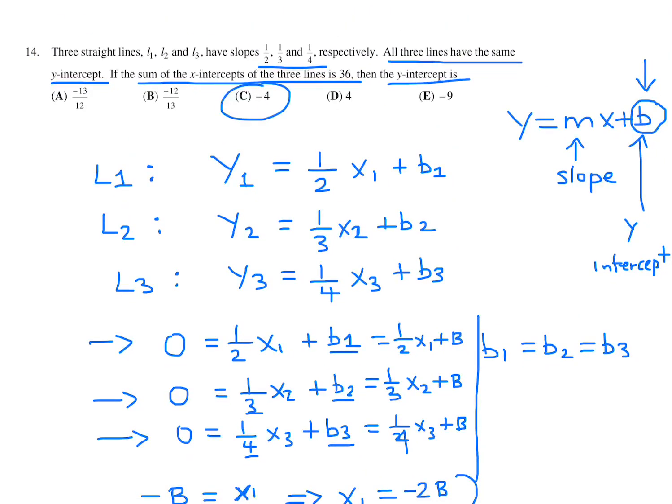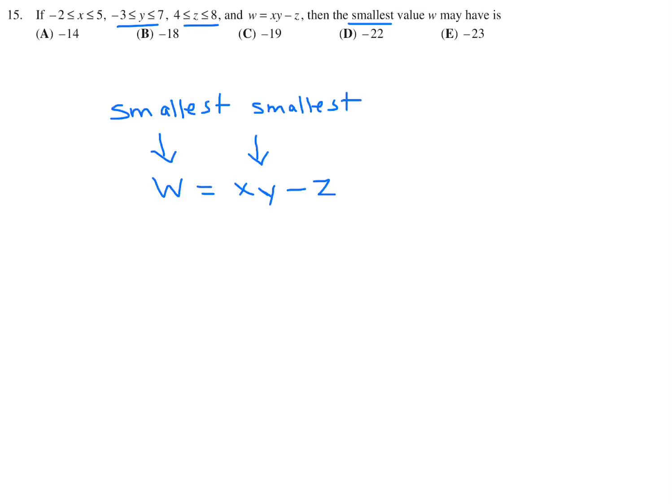14C. X is between minus 2 and 5, y is between minus 3 and 7, and z is between 4 and 8. W is equal to xy minus z. What is the smallest value of w? Okay, so another one of those extreme case scenario questions. So if we want this to be the smallest value possible, we want xy to be the smallest, and we want z to be the largest. And that way we will be able to figure out the smallest value of w.